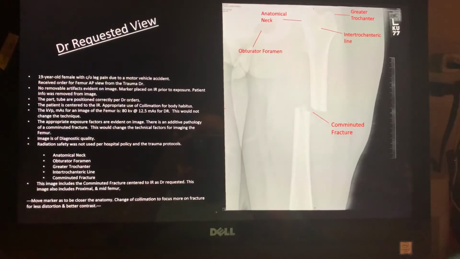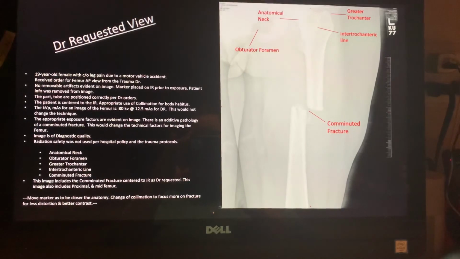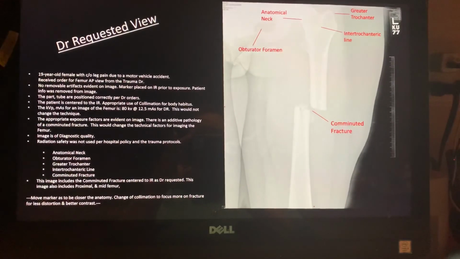On this image, I would move the marker closer to the anatomy and change the collimation to focus more on the fracture for less distortion and better contrast.